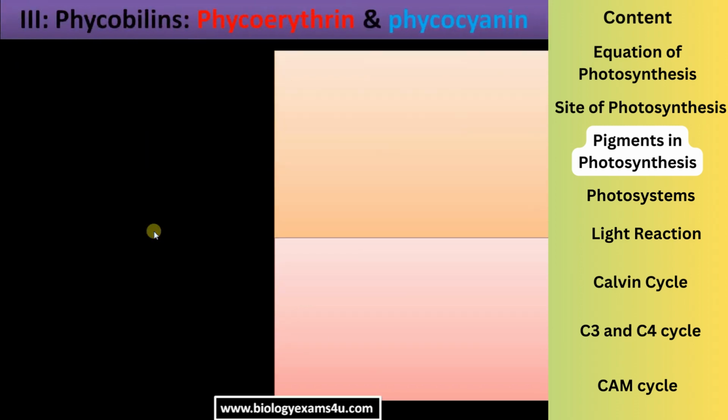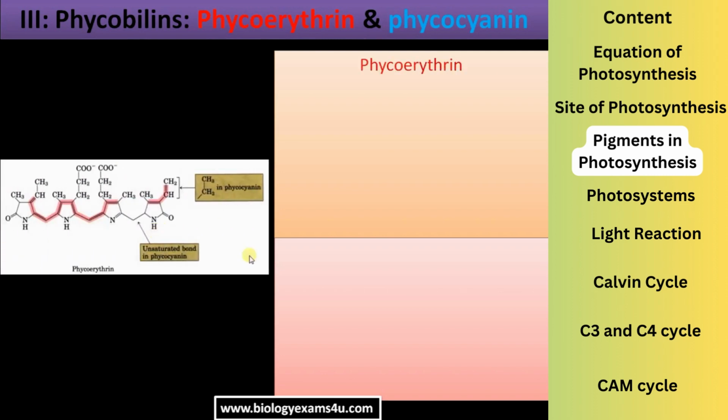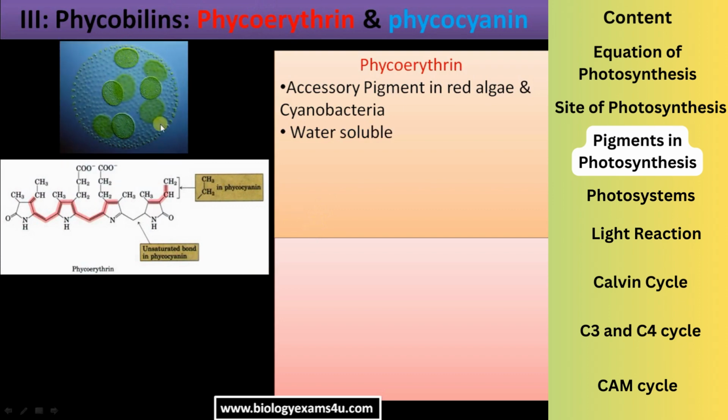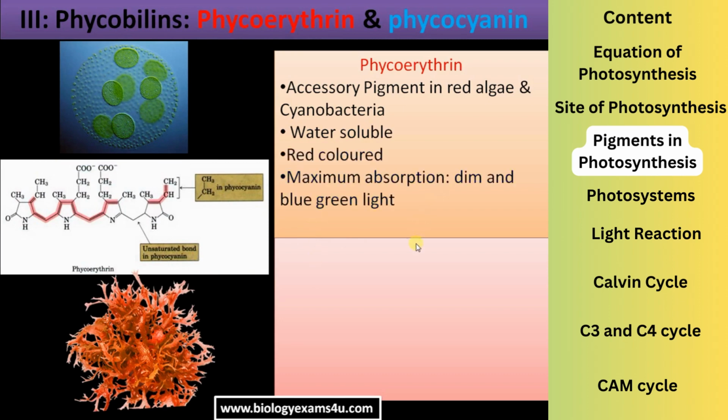Next class of pigments is the phycobilins, that include phycoerythrin and phycocyanin. And this is the structure. Phycoerythrin and phycocyanin are auxiliary pigments in red algae and cyanobacteria or blue-green algae. It's a water-soluble pigment, and this is Volvox, that is a blue-green algae. And also in red algae, this is Laminaria. This is red colored with maximum absorption in blue-green light.